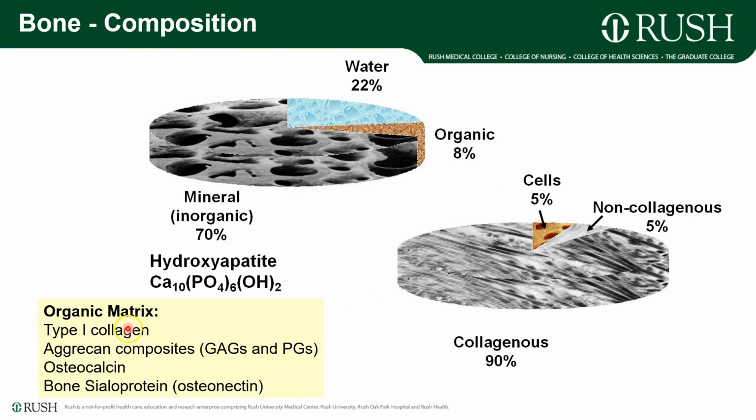The organic matrix, as we said, is mostly type 1 collagen. We also have GAGs and proteoglycans, and some non-collagenous proteins, including osteocalcin and bone sialoprotein. Again, this list is not exhaustive.